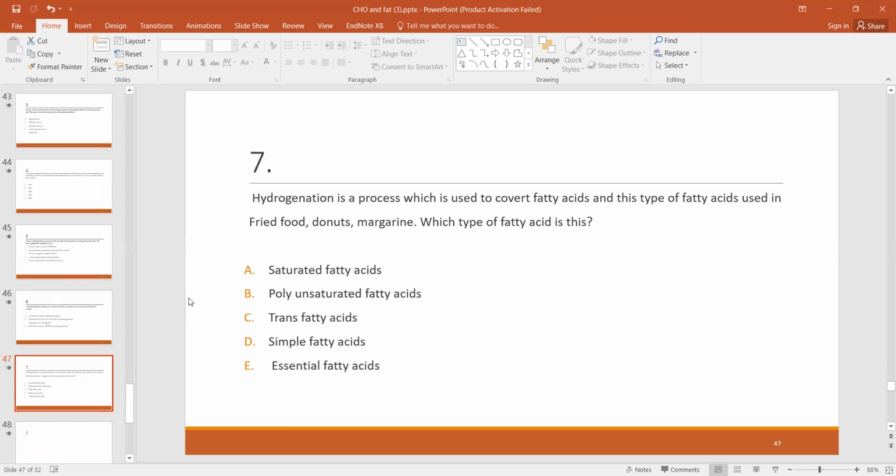Hydrogenation is a process which is used to convert fatty acid, and this type of fatty acid is used in fried foods, donuts, margarine. Which type of fatty acid is this? Saturated fatty acid, polyunsaturated fatty acid, trans fatty acid, simple fatty acid, or essential fatty acid? C, this is trans fatty acid.